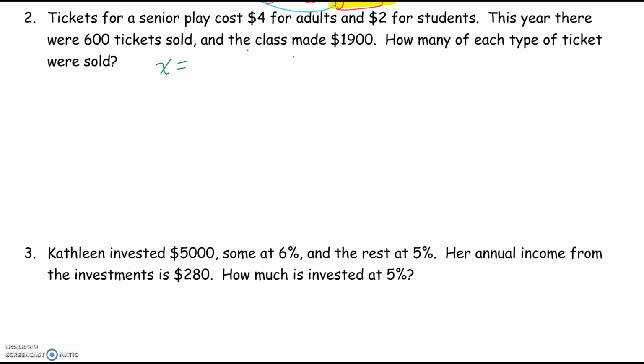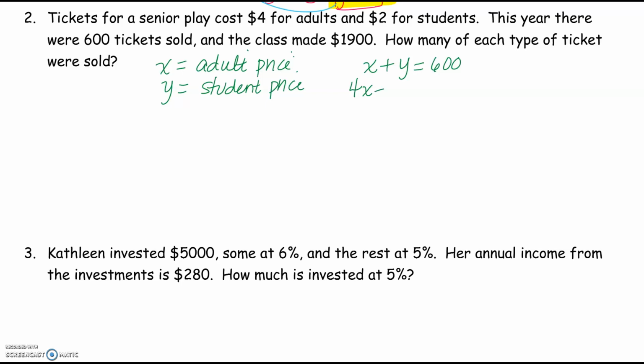Not senior price. It's a senior play, adult price. And I'm going to let y equal the student price. Now I'm going to set up my equation. There were a total of 600 tickets, so the adult tickets plus the student tickets equals 600. Then it says $4 for adult tickets, so that's going to be 4x plus $2 for student tickets, or 2y, equals a total of $1,900.